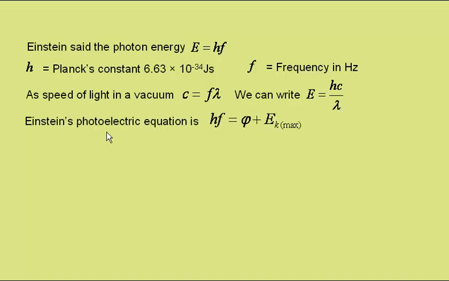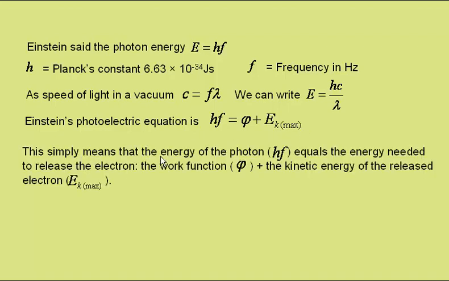Einstein came up with the photoelectric equation as hf is equal to phi plus Ek max. This equation simply means that the energy of the photon, hf, on this side of the equation, is equal to the energy needed to release the electron, also known as the work function phi, which appears here, plus the kinetic energy of the released electron, Ek max, which appears here.